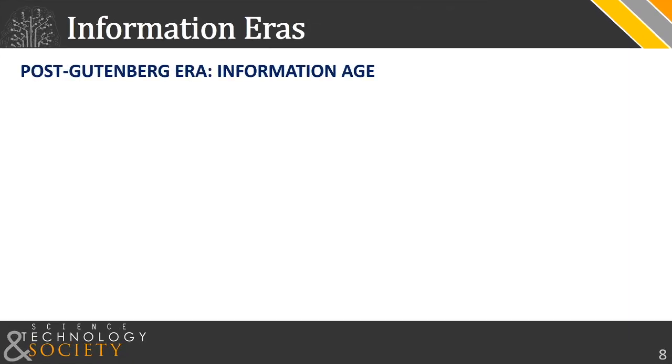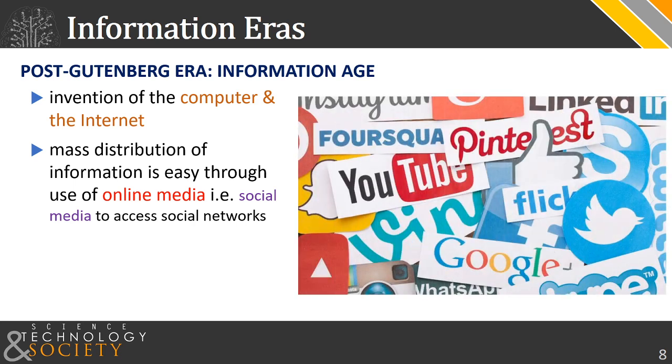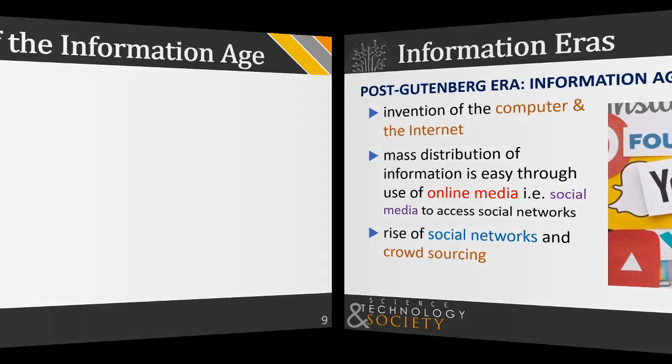With the invention of the modern computer and the development of the Internet in the 1980s, the post-Gutenberg era began. We also regard this as the start of the information age. Mass distribution became easier, and access to information became somewhat free. This era also marks the rise of social media, which provides more advantages as compared to traditional media. With the rise of social networks and crowdsourcing, traditional media became less necessary.